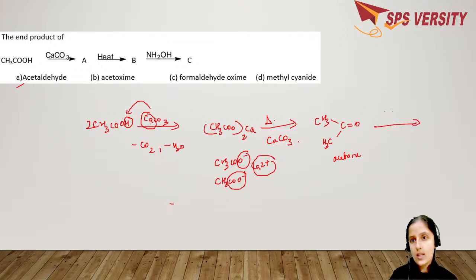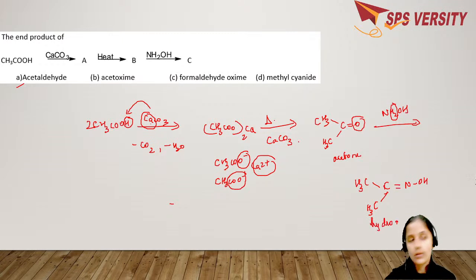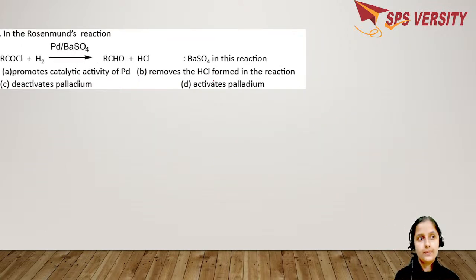When this acetone is treated with NH2OH, from here oxygen will go, from here hydrogen will go, and you are going to get CH3, C double bond NOH, CH3. This is nothing but acetoxime, or this is also called ketoxime. So the correct answer would be option B. You don't get acetaldehyde, you don't get formaldehyde oxime, you don't get methyl cyanide. Instead, you get the ketoxime. That would be the right answer.